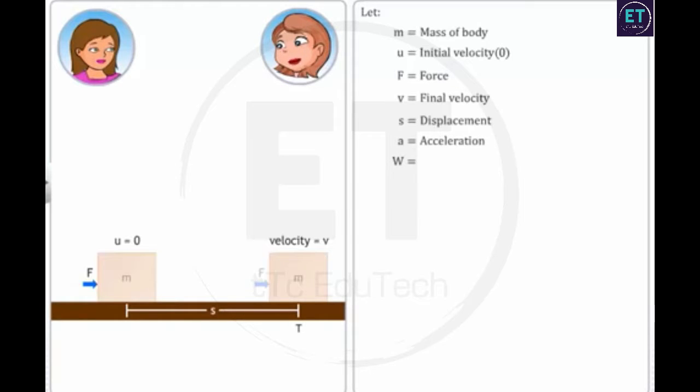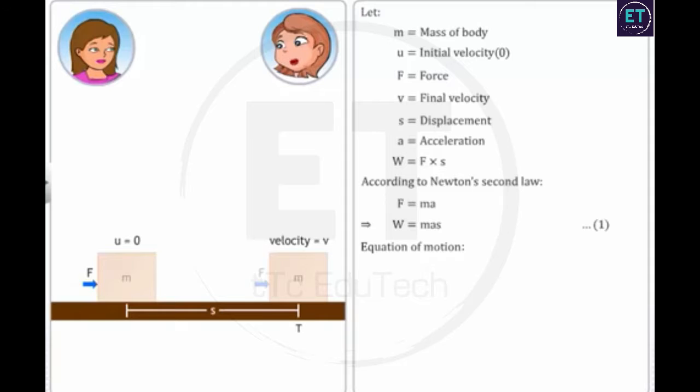Amount of work done is the product of force applied and the displacement caused by the applied force in the direction of the force. According to Newton's second law of motion, force is mass times the acceleration in the body. This makes the work done equal to the product of mass, acceleration, and displacement. Let this be equation 1.